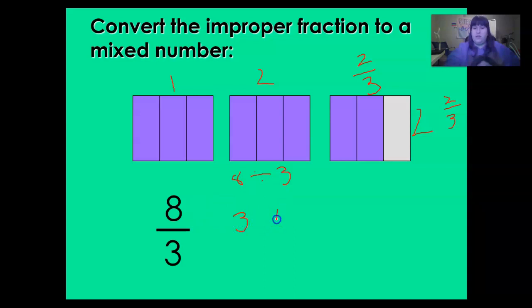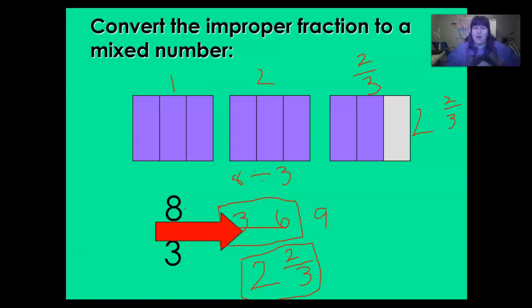8 divided by 3. How many groups of 3 can I make with 8? 3, 6, 9. Oh, that's too many. I don't have 9 to divide. I only have 8. So I was able to make 2 groups of 3. That's my whole number. But that only got me to 6. How much more did I need to get to 8? 6, 7, 8. There's my numerator, those 2 extra pieces I needed, and my denominator stays the same. 2 2/3.